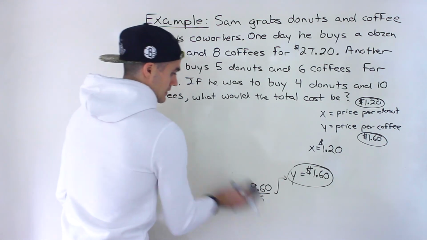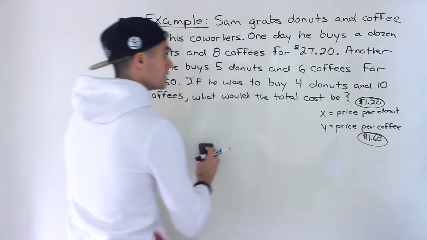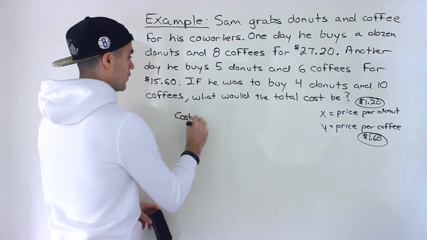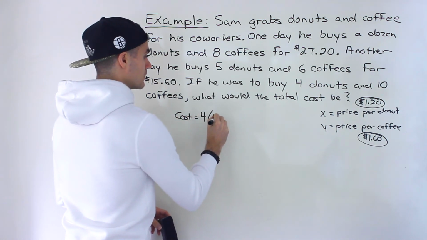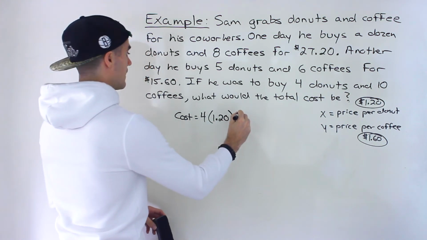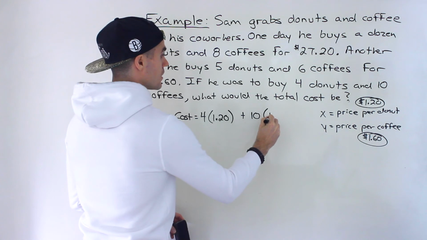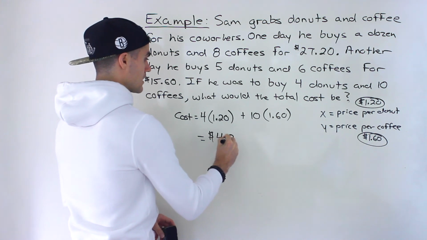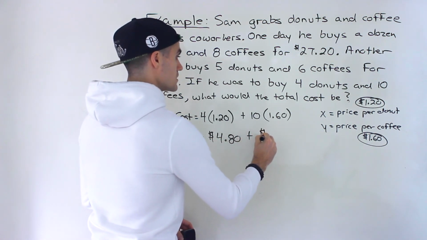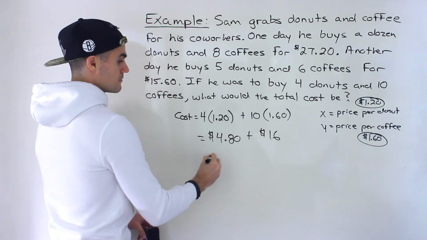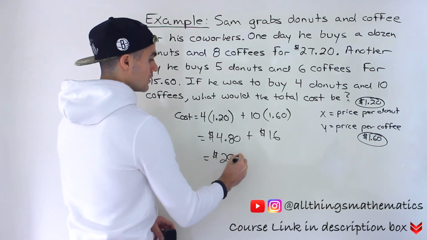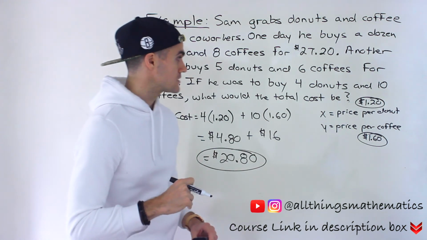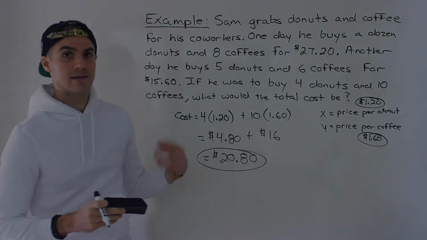And now to finally answer the question, Sam is buying 4 donuts. So what's the cost going to be for 4 donuts? Their cost is $1.20 per donut, and then 10 coffees, which is $1.60 per coffee. So the donuts are going to cost $4.80. The coffees are going to cost $16. Adding these up, $20.80. All right, so that ends up being the final answer to this question. That's the cost for 4 donuts and 10 coffees.